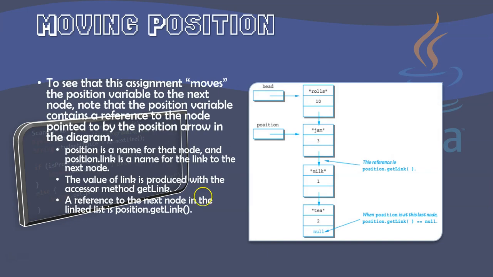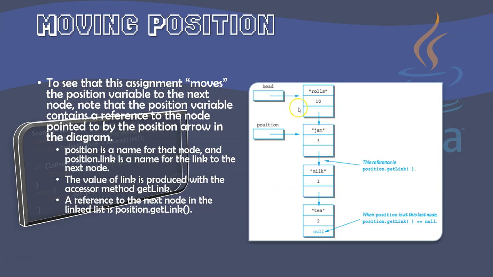And when we talk about moving position, the assignment moves the position variable to the next node. You'll note that the position variable contains a reference to the node pointed to by the position arrow. So we are always looking at this reference of where we are going and what we are actually accessing. Position is a name for that node, and position.link is the name for the link to the next node. The value of link is produced with the accessor method getLink, and a reference to the next node in the linked list is position.getLink.